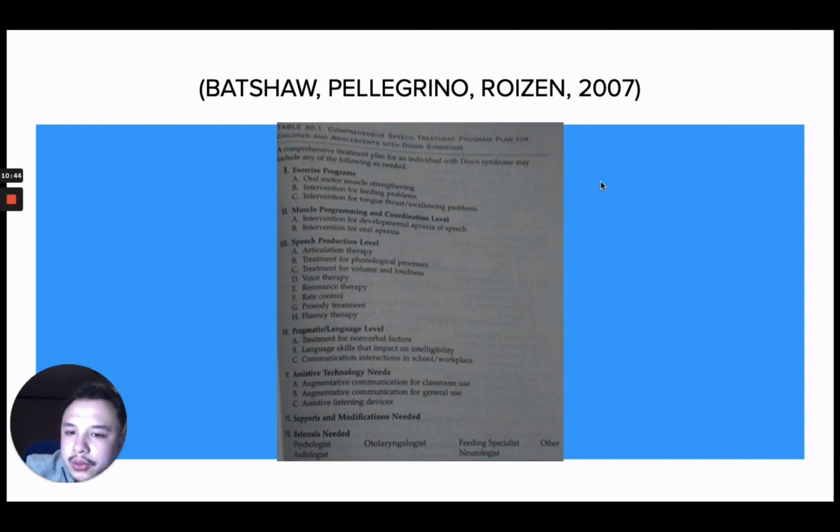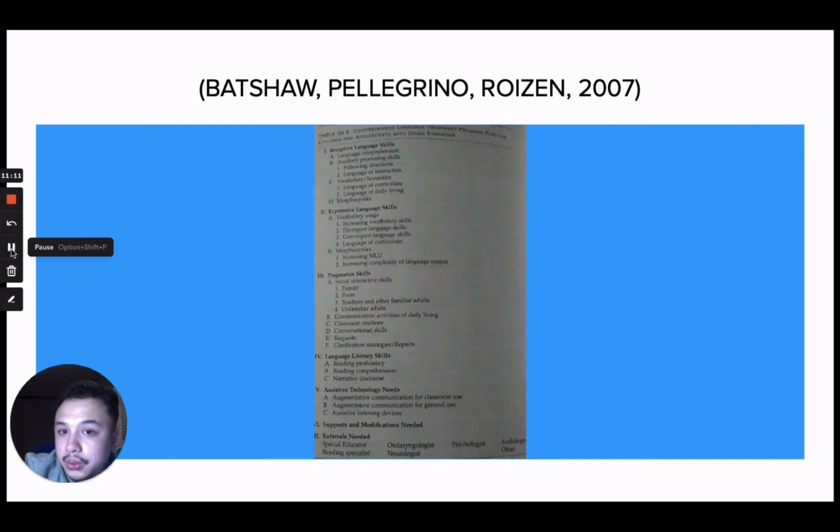And if we look into the pragmatic or language level, we also treat nonverbal factors and we also look at the language skills that impact intelligibility and also communication interactions in school and the workplace. Because as speech language therapists, we want our patients to have functional communication skills in order for others to understand their needs and wants, right?